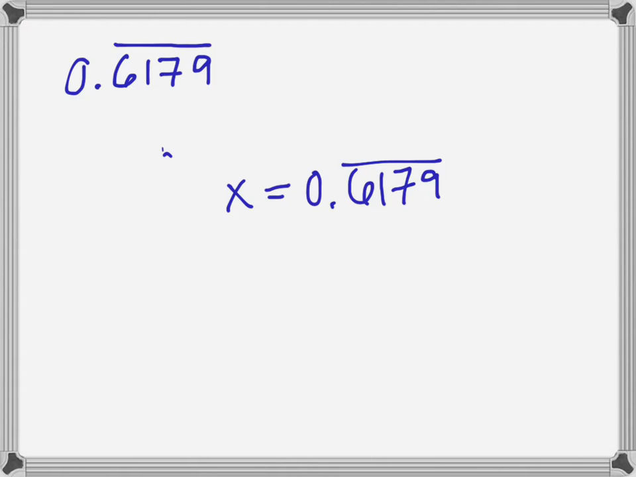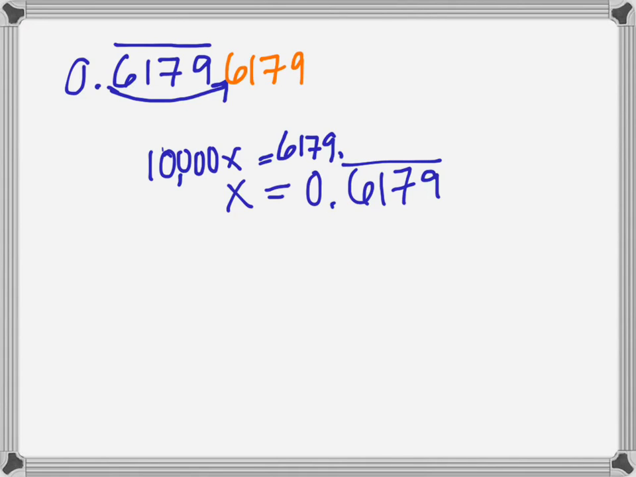Okay, so I'm going to multiply by 1 with 4 zeros, or 10,000. All right, and that's going to give me, I'll move the decimal, I'll be able to move it 4 places to the right, so I will get 6179 point, and then in my decimal, the numbers that continue on after that would be 6179. So you can kind of see why we're multiplying by the power of 10 that we are.